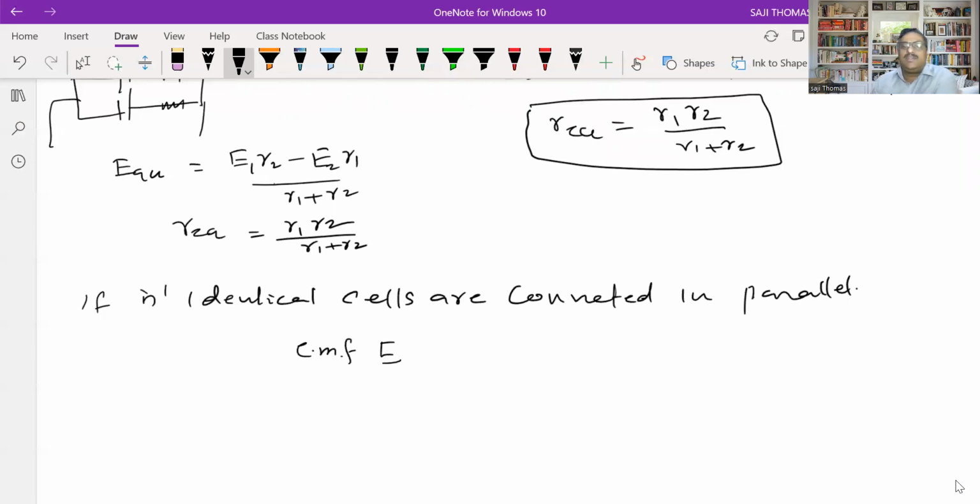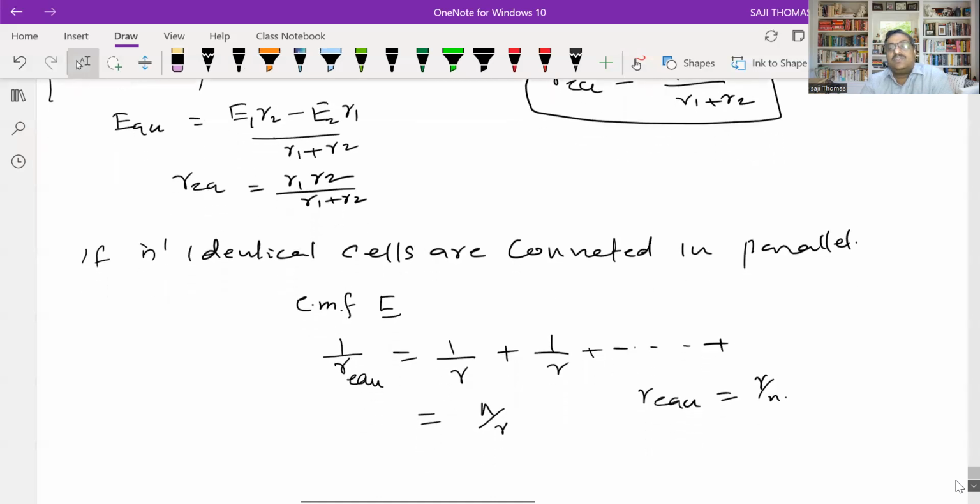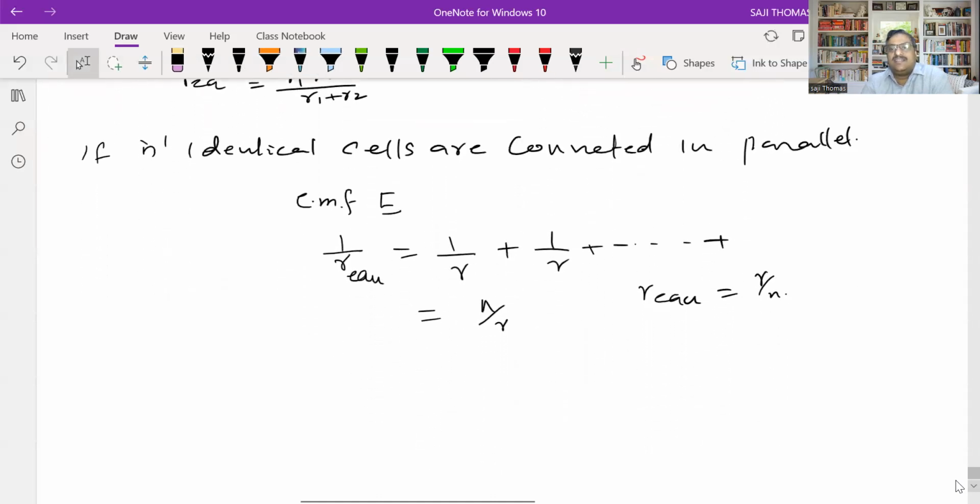So equivalent EMF is E. What will be the equivalent internal resistance? Then you have to use this equation: 1 by R equivalent equals 1 by R plus 1 by R, etc., plus N times. You get N by R. So what is R equivalent? R by N.